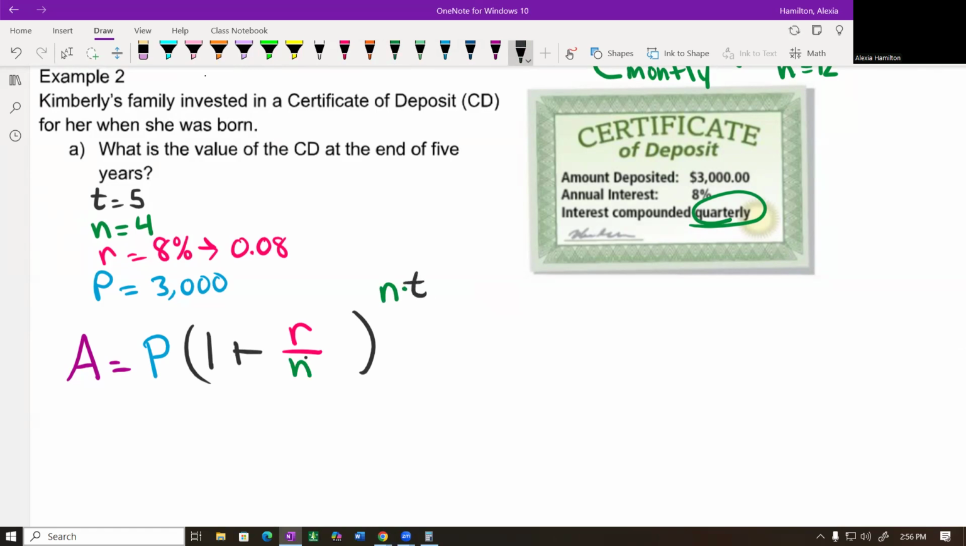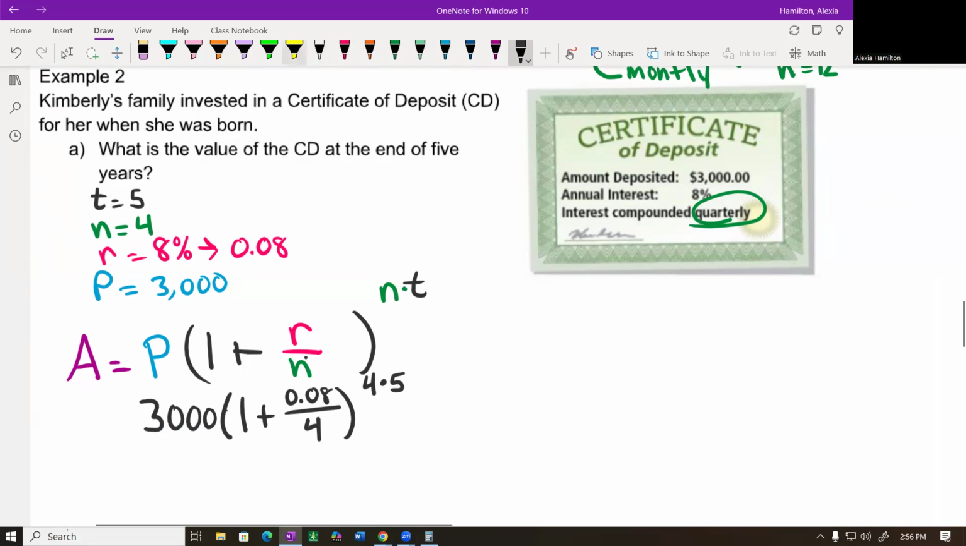Okay, so now I'm going to put all of those numbers in. No, I'm not going to color code them though. So I have 3,000 parenthesis 1 plus 0.08 divided by 4 raised to the 4 times 5.